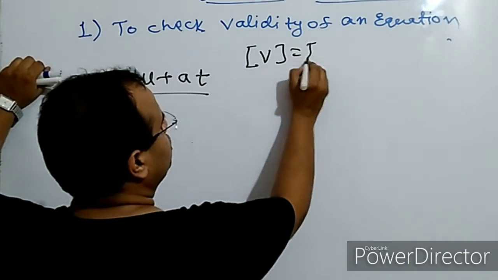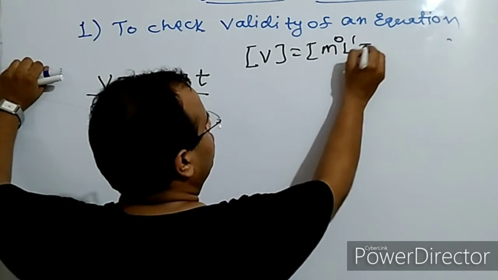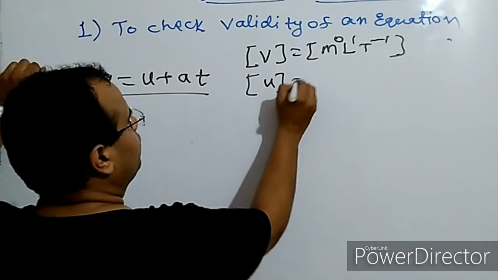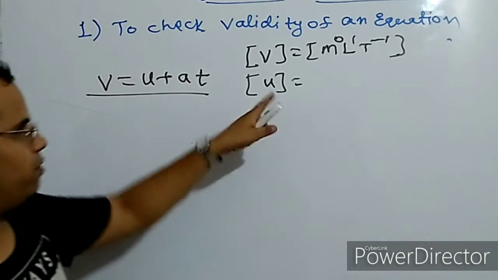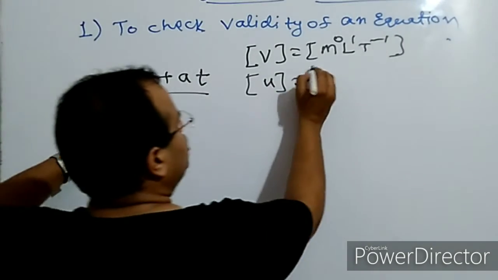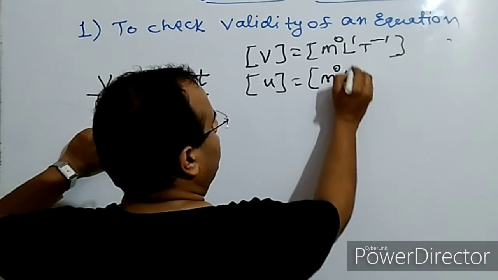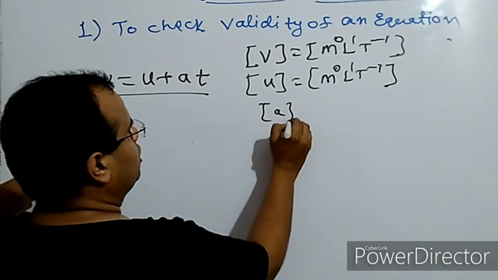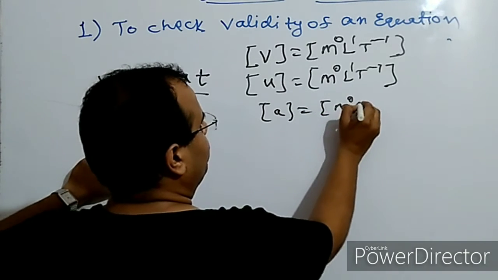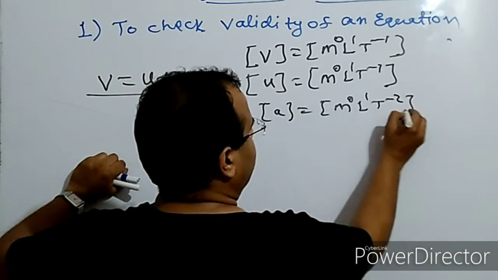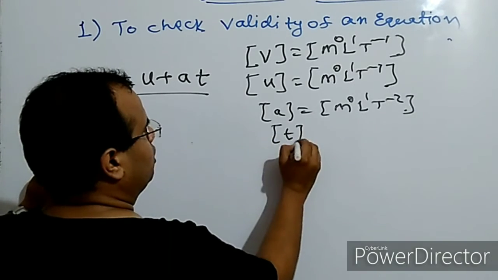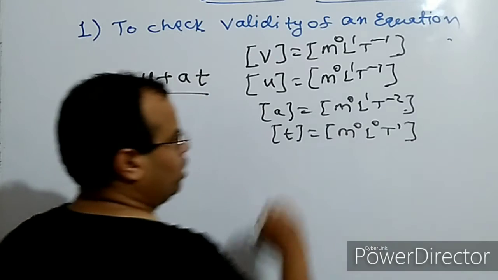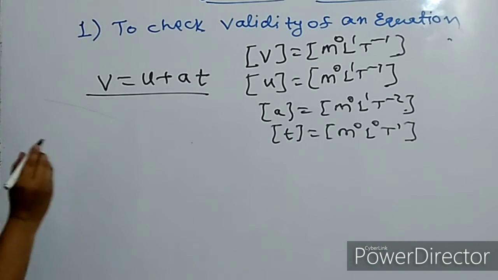V is velocity, so it has the dimension m0 l1 t to the power minus 1. U is the initial velocity, doesn't matter which velocity it is, velocity will have the same dimension. So U is m0 l1 t to the power minus 1. Acceleration has the dimension m0 l1 t to the power minus 2, and time has the dimension m0 l0 t to the power 1. Okay, let us substitute the values.